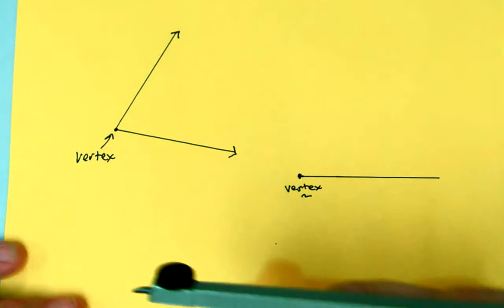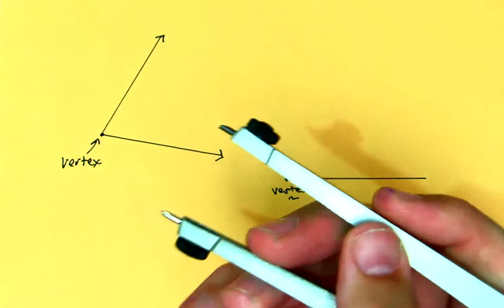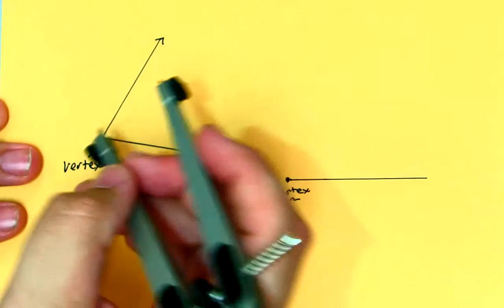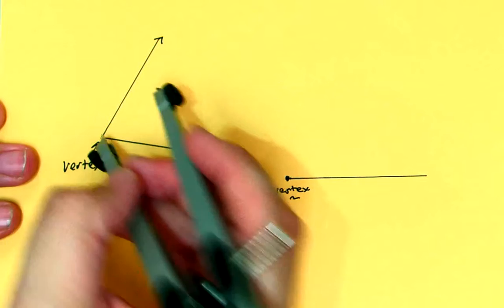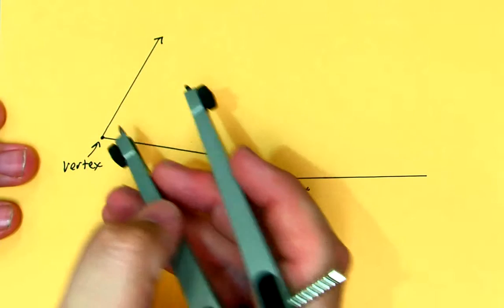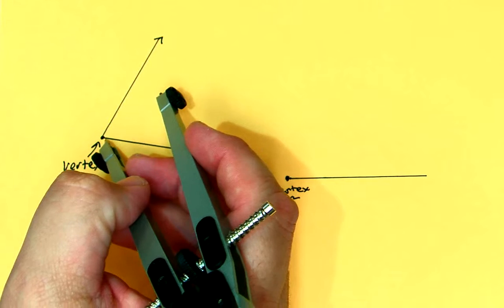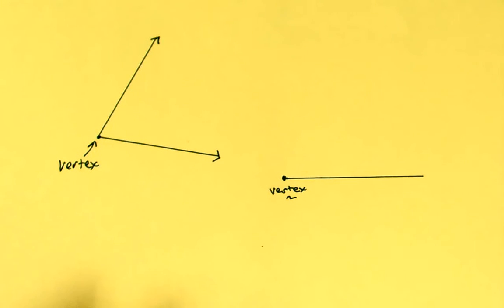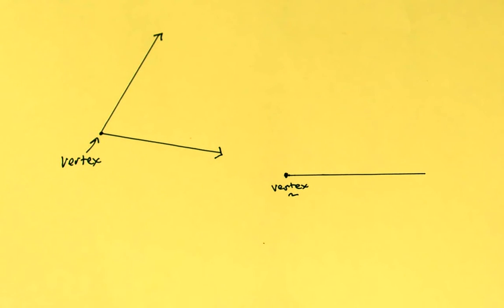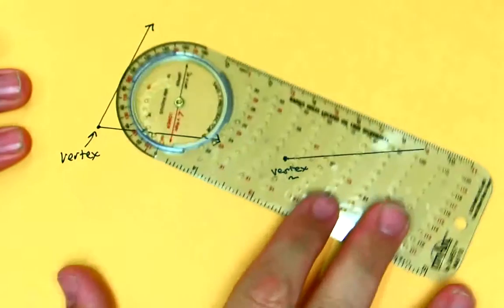Now, this isn't too bad. What you're going to do is you're going to take your compass. All right. Give me someone's special compass. All right. I'll use this guy.